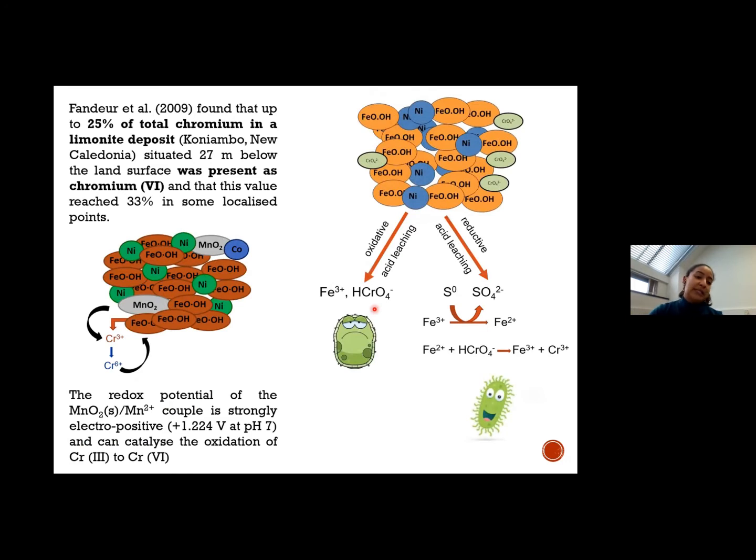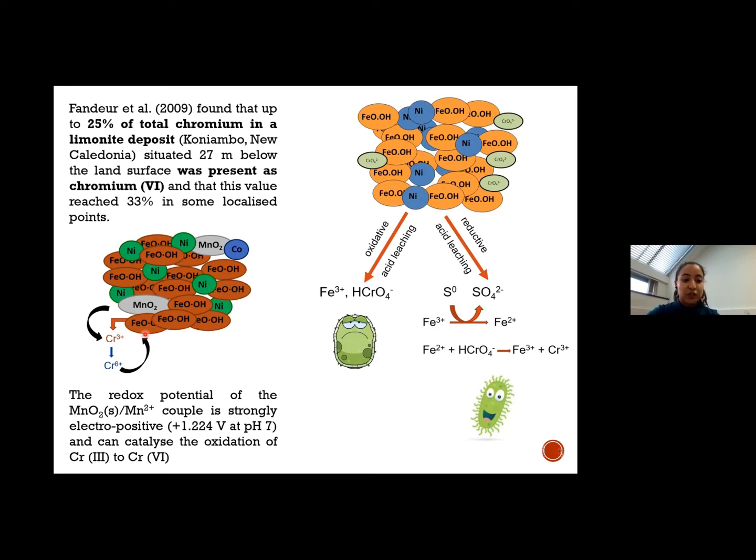And to support our idea that chromium could be the issue, there's this group in 2009 who found that 25% of total chromium in a limonite deposit, also from New Caledonia, was present as chromium-6, and that in some localized points, this concentration could go up to 33%. They postulated that this arose within the limonite from the oxidation of chromium-3 by manganese oxyhydroxides, and suggested that the chromium-3 was released from the iron oxides located near manganese oxyhydroxide boundaries, oxidized to chromium-6, before this chromium-6 was again incorporated onto the surface of surrounding iron oxides.